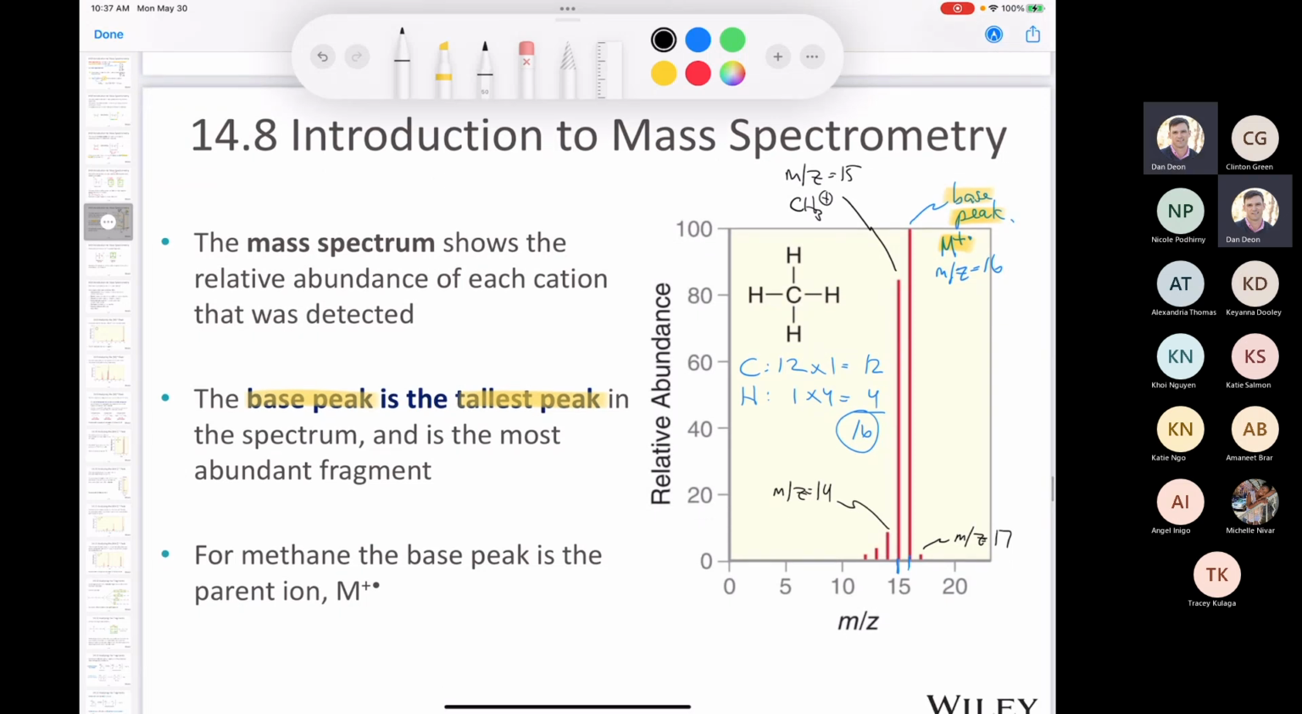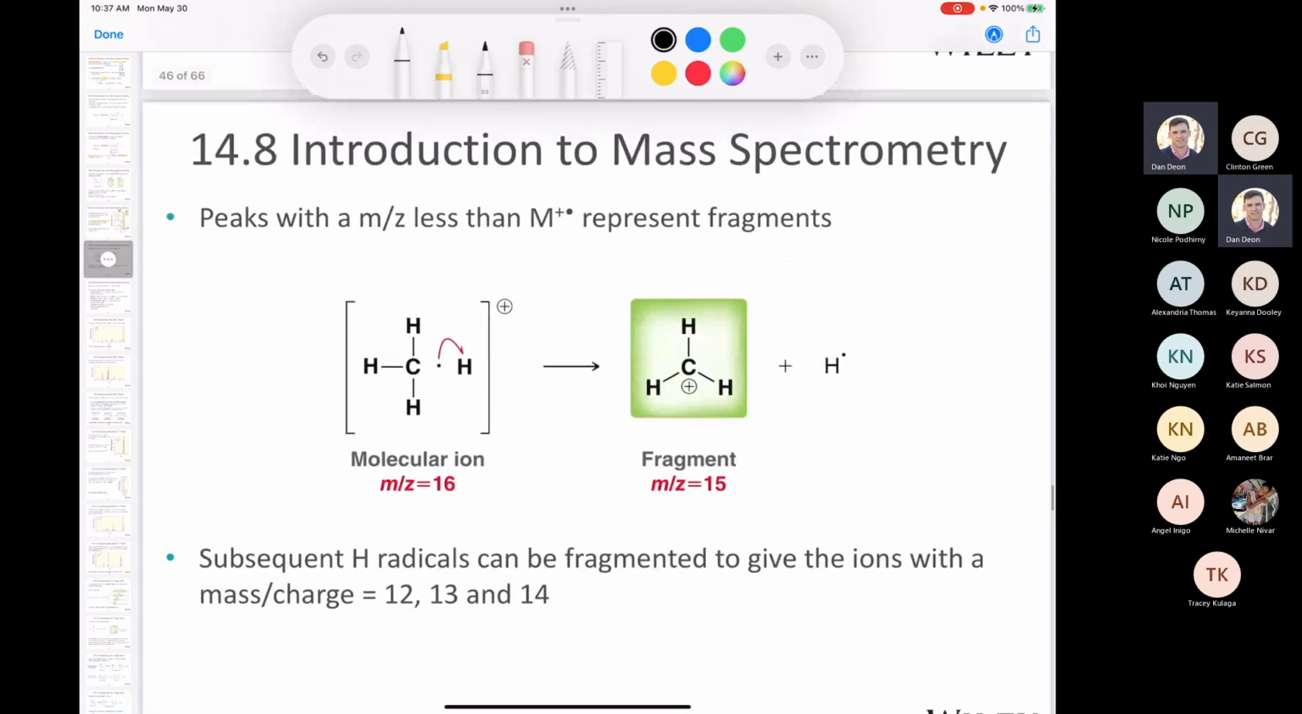But what about the mass over charge of 14, Mr. Dion? Where did that come from? Or 13 or 12? Well, what happens is the radical is going to keep losing hydrogens to give us these different masses of 12, 13, and 14.